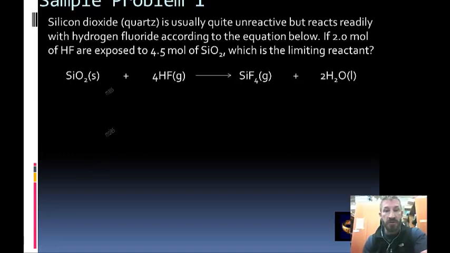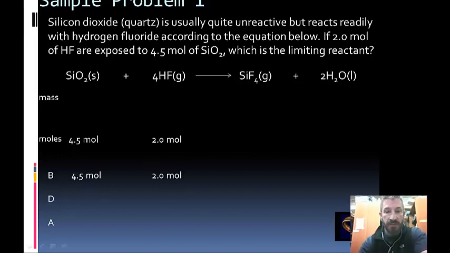So we'll start with our R for our reaction, and the mass is not given, so we know moles this time. We have 4.5 moles of silicon dioxide and 2 moles of HF, and 0 moles of the other two to start. And so the B for us would be the initial. Then the silicon dioxide goes down by 4.5, and for HF there's a 4-to-1 ratio, so that goes down by 18.